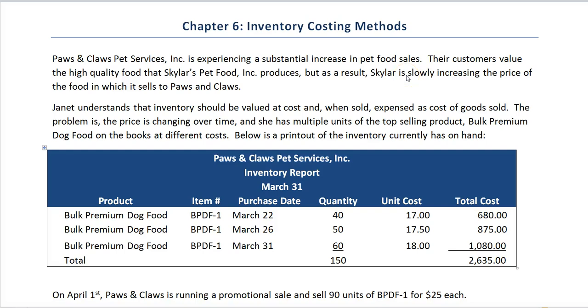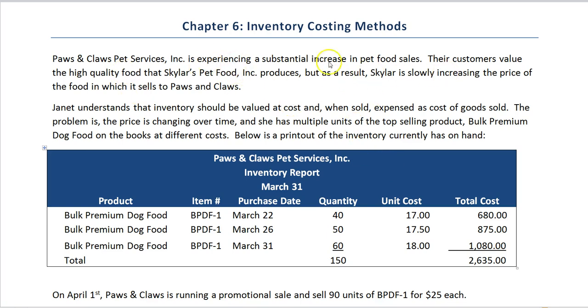Today we're going to be looking at chapter 6, which is inventory costing methods. In the previous chapter we introduced a merchandising business which sells products. Today we're going to be looking further into inventory and see a problem that businesses who sell inventory will encounter.